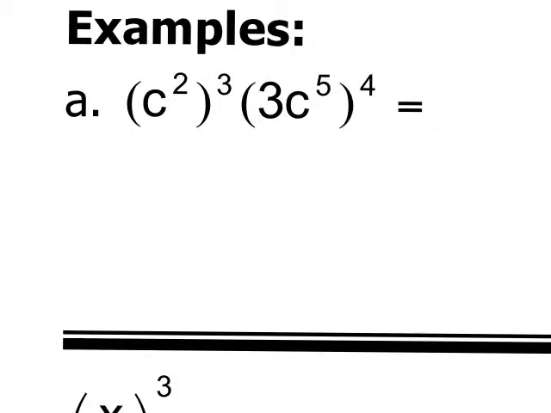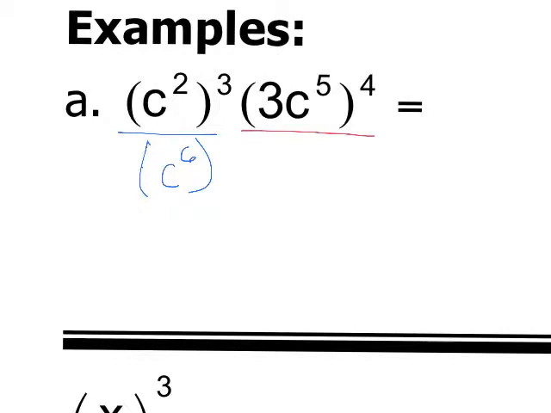So I have c to the second to the third. That means I have two c's written out 3 times. So 2 times 3 is 6. So my first piece that I'll do in blue is c to the 6th power. Okay, that's that first piece. Now let's look at my second piece, which I will do in red.